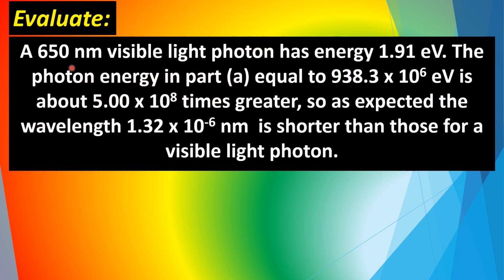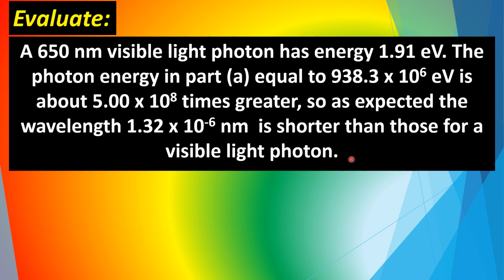A 650 nanometer visible light photon has energy equal to 1.91 electron volts. The photon energy we obtain in part A, which is equal to 938.3 times 10 to the 6 electron volts, is about 5.00 times 10 to the 8 times greater. So, as expected, the wavelength 1.32 times 10 to the negative 6 nanometer is indeed shorter than those for a visible light photon.